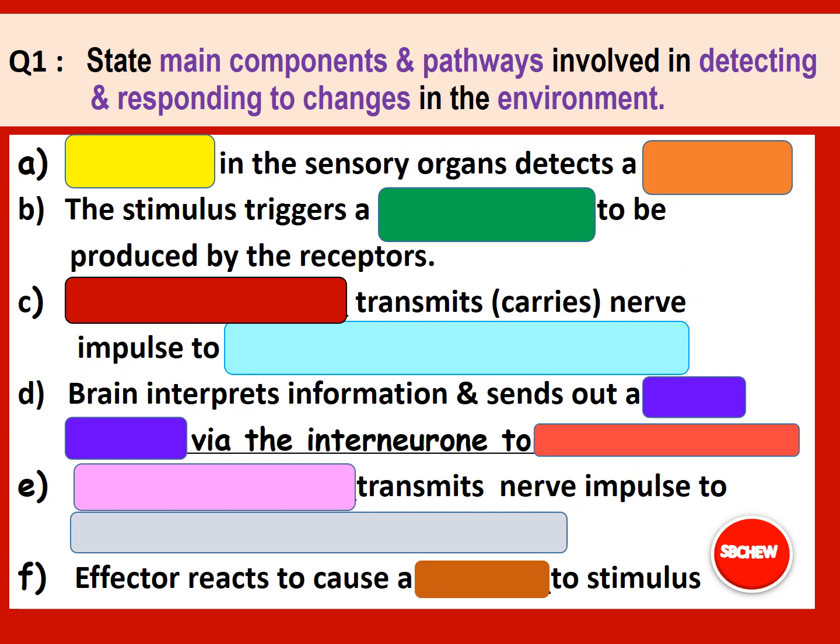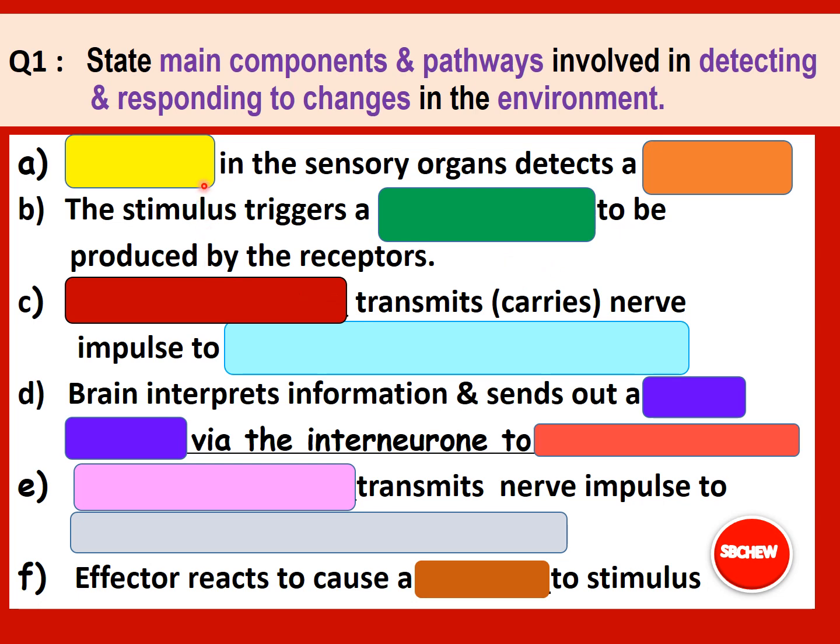Right, so now we're going to do a little exercise here. The question is, state the main components and pathways involved in detecting and responding to the changes in the environment. When we say changes to the environment, it means a stimulus, or many stimuli. So actually the question is, state the main components and pathways involved in detecting and responding to stimulus or stimuli. We have just discussed the main components, so let's fill it up.